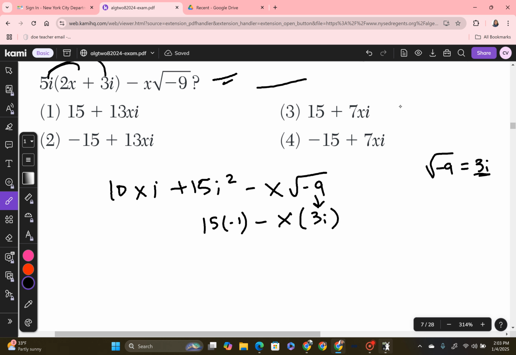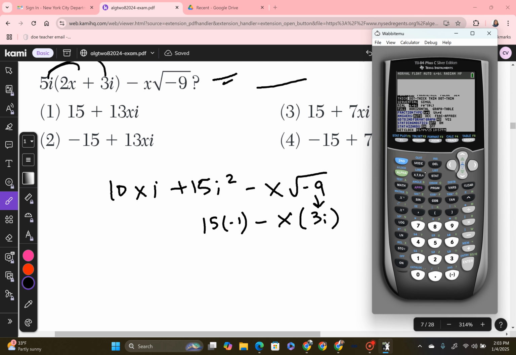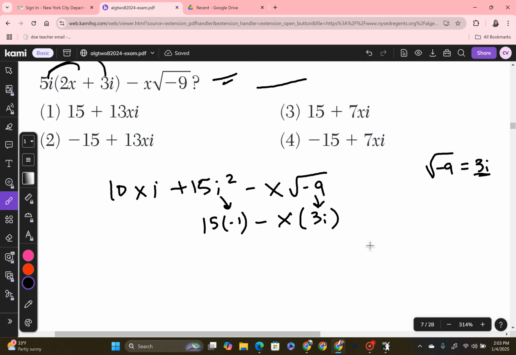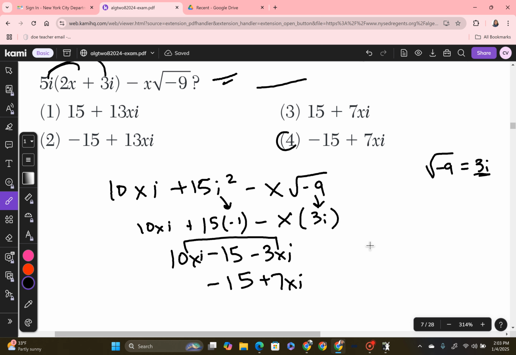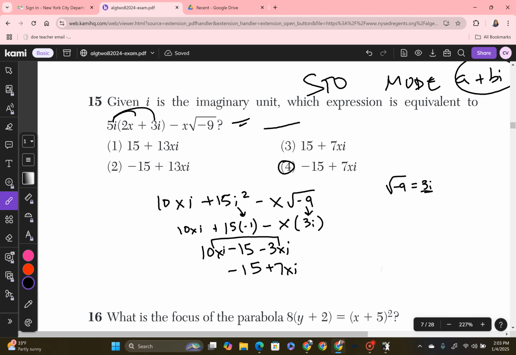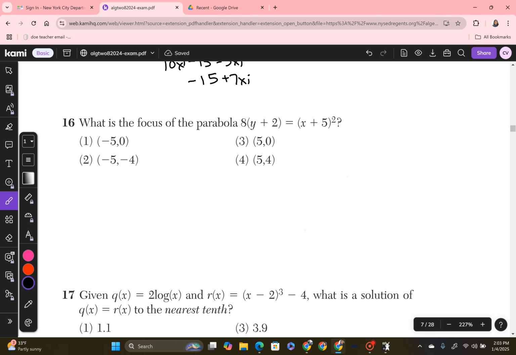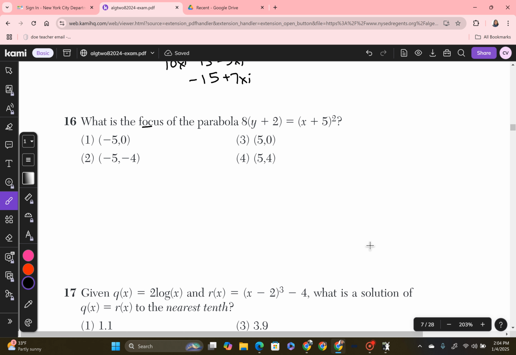How do I know that, right? If I take my calculator and I go second dot, which gives me the i, and we square it, we get negative 1. So I'm going to take my i squared and put a negative 1 there. Plus sign comes down, 10xi comes down. Okay, 15 times negative 1 is negative 15. This is 10xi, and this becomes negative 3xi. So the negative 15 comes down. 10xi and negative 3xi combine to give you positive 7xi, which means that choice 4 is the one that's correct. All right. Question 16. For this one, it's asking you for the focus.